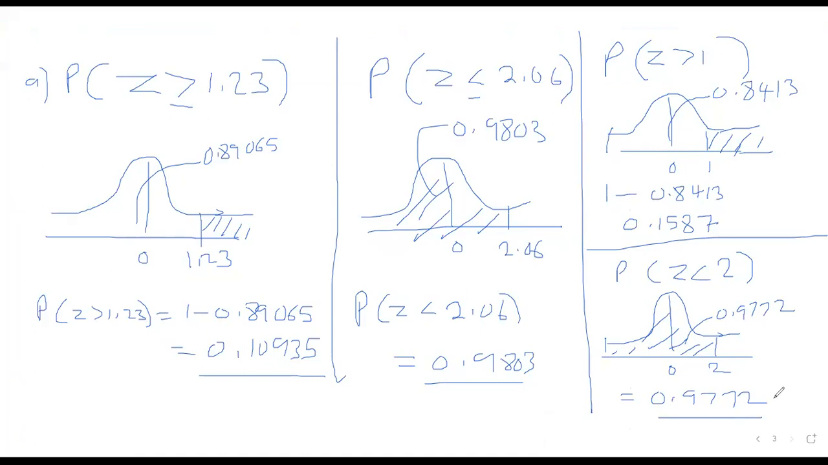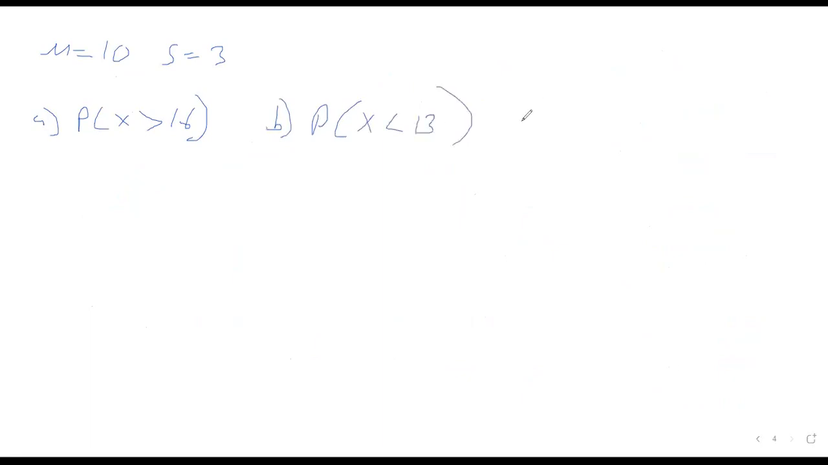Okay. So sometimes you'll not be given the values of Z. They'll just give you the mean is 10. The standard deviation is 3. They ask you at A, find the probability that X is greater than 16. At B, find the probability that X is less than 13. And part C, find the probability that X is greater than 6.